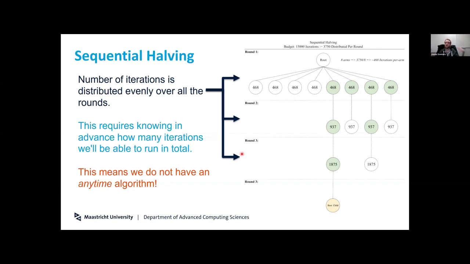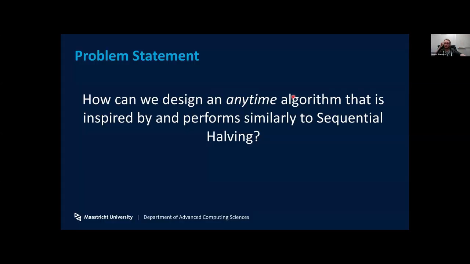And to do this, we need to know in advance how many iterations we can actually do. And this means that we don't have an anytime algorithm. An anytime algorithm is one that you can cut off at any time and just say, okay, now stop searching. Now I want my best result. If you stop searching for this one while you've only done 1 round, you will have no idea what to do. So this leads to the main research question that we had in this paper. And after this, Dominic is going to take over to explain the actual work that he's done.